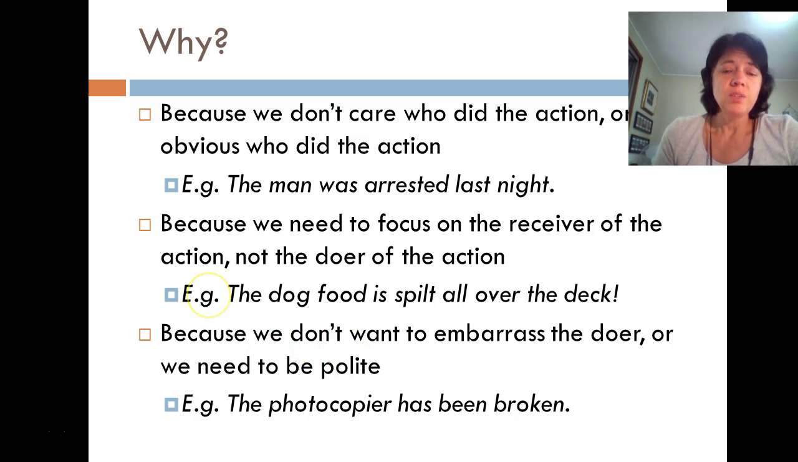Also, we might use this in a formal way because we don't want to embarrass the doer, so we need to be polite. For example, at work you might say, the photocopier has been broken. Even if I know who broke the photocopier, I want to be polite because I'm at work. Especially if it's my boss who broke the photocopier, I definitely want to focus on the machine, not the person.